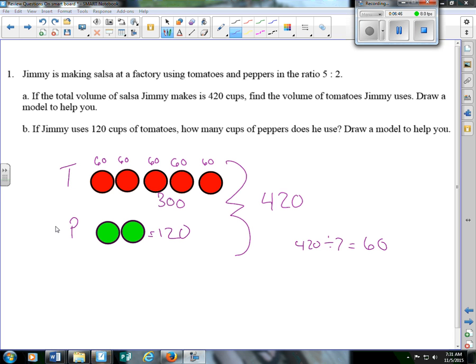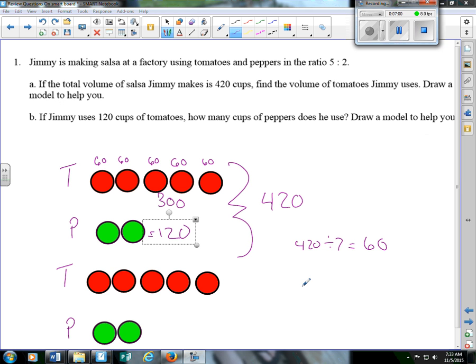If Jimmy uses 120 cups of tomatoes, how many cups of peppers does he use? So this is going to be the exact same model, but then we have to substitute a different value for the number of tomatoes. And I'm going to pause it. So it says that if Jimmy uses 120 cups of tomatoes, we know that this is equal to 120. I'm apologizing because my pen stopped working a second ago. How many peppers does he have?